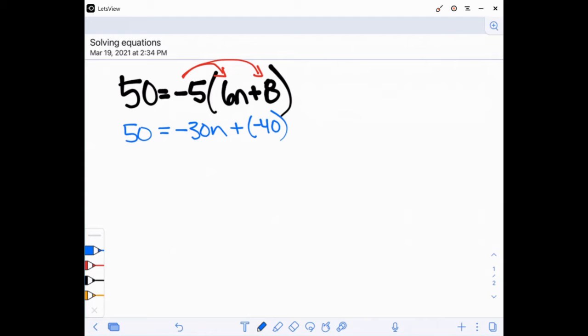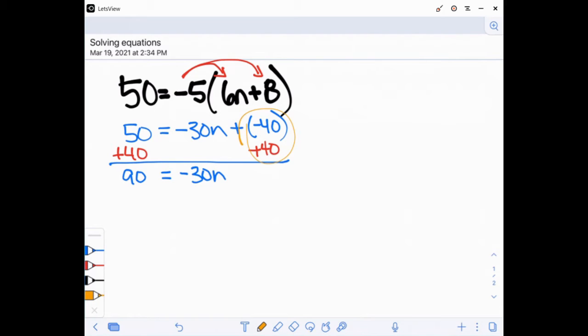Now, I got one variable, n, negative 30n. I need to figure out how to get that variable isolated all by himself. So one thing that I can do is add 40 to both sides. I'm going to create a zero pair by adding 40 to both sides. What I do to one side, I've got to do to the other. By doing that, on the left side, 50 plus 40 is 90, equals, I didn't do anything to negative 30n. It still remains negative 30n. But negative 40 and positive 40, that's a zero pair, so that's gone.